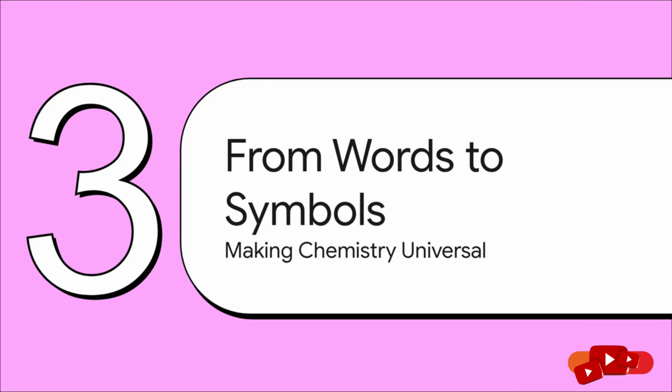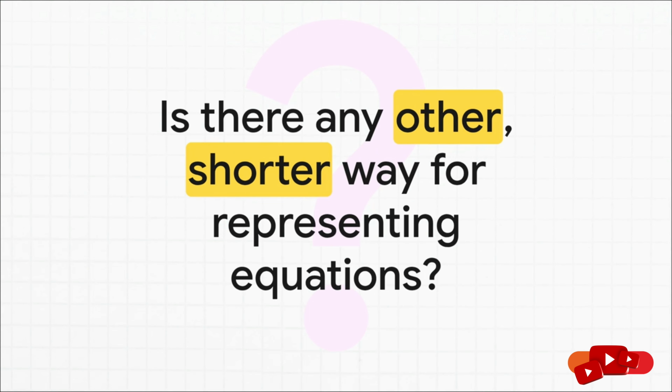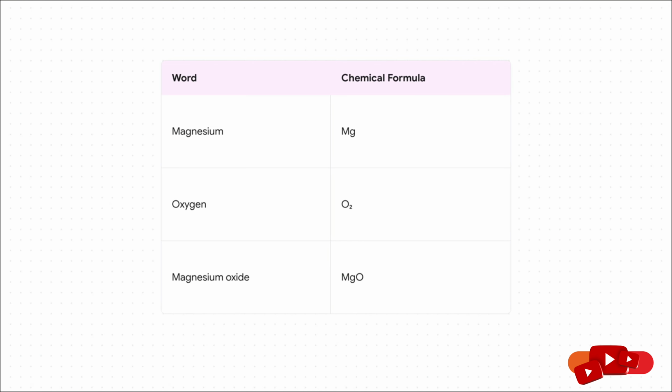Okay, so word equations are a great start. They're way better than long sentences, but scientists all over the world speak different languages. How do we make sure a chemist in Japan and a chemist in Brazil are talking about the exact same thing? We need to take it one step further and make our equations truly universal. So the question is, can we make this even shorter, even more scientific? Can we create a language of chemistry that everyone on the planet can understand, no matter what language they speak? Oh, absolutely. To do that, we simply swap out the words for their official chemical formulas. It's like a secret code that everyone knows.